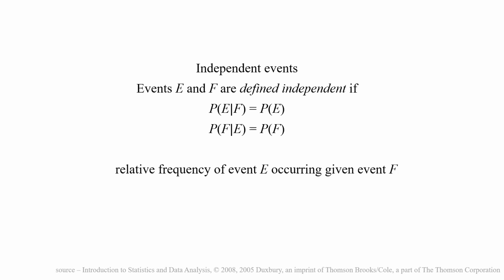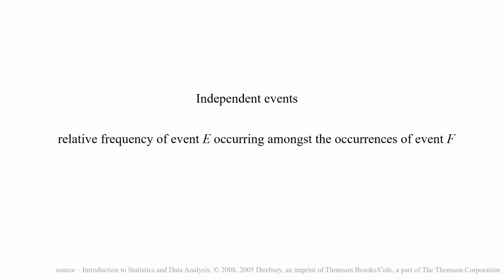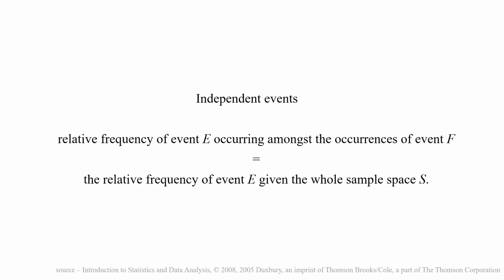What this means is the relative frequency of event E occurring given event F is the same as the relative frequency of event E given the whole sample space S. And the same applies swapping events E and F in the above statement. In other words, the relative frequency of event E occurring amongst the occurrences of event F is the same as the relative frequency of event E given the whole sample space S. And the same applies swapping the events E and F in the above statement.